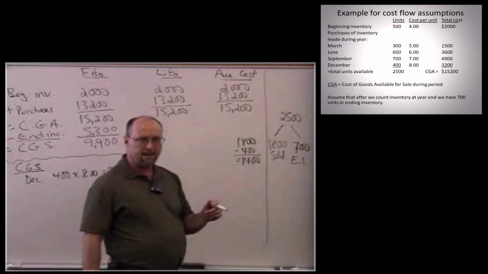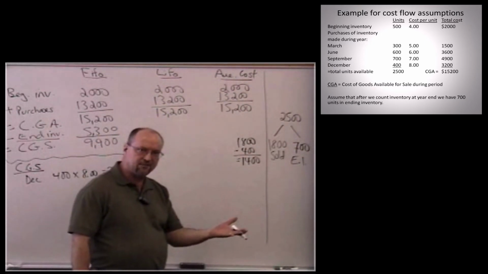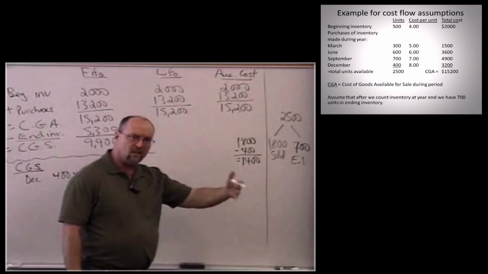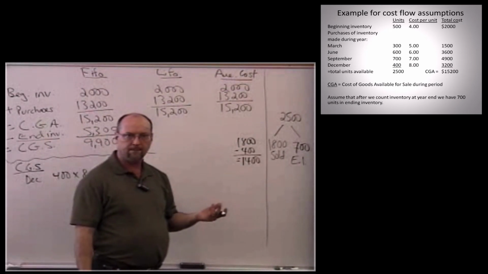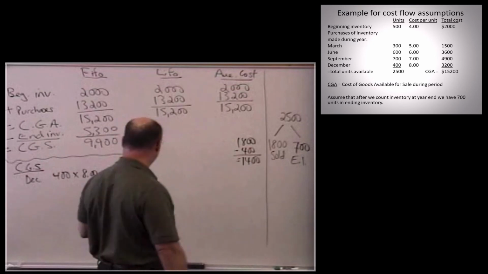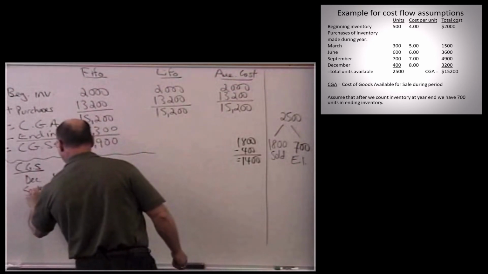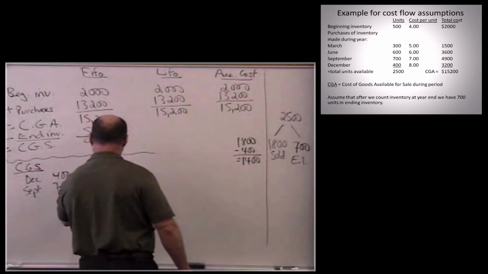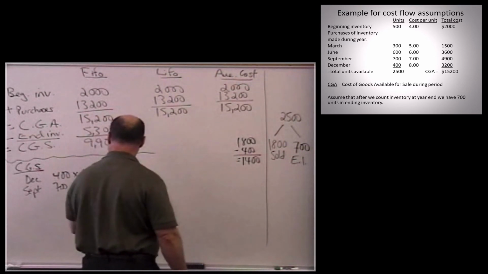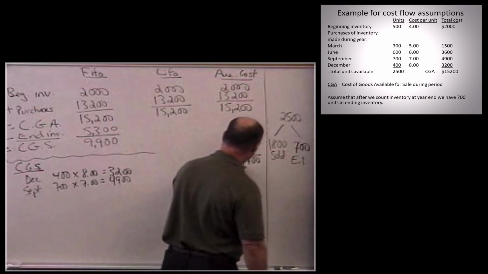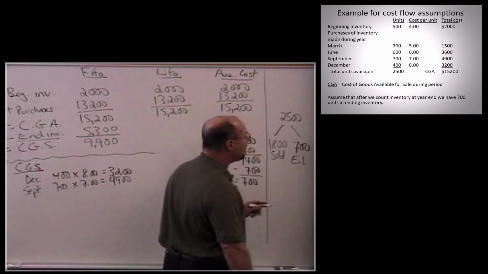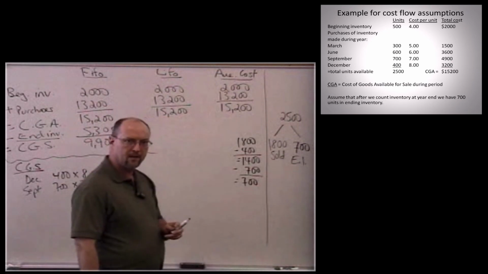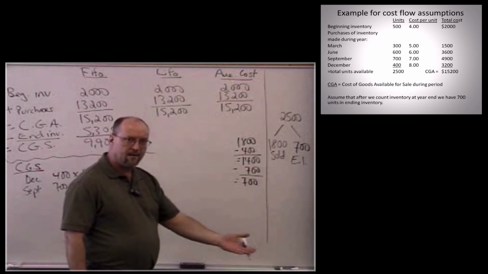So if all the December items have been sold, the next ones that were last in would be September. And there were 700, so I must have sold all of those as well. September, 700 times 7 is $4,900. So those items were sold. So I'm going to subtract these 700 over here. I still have 700 units to account for.